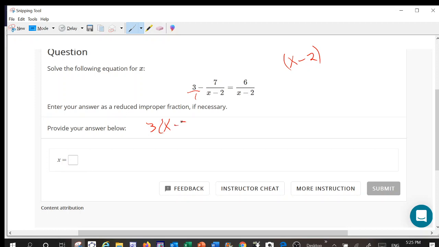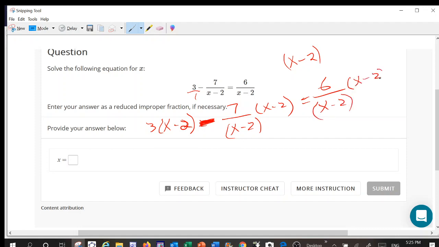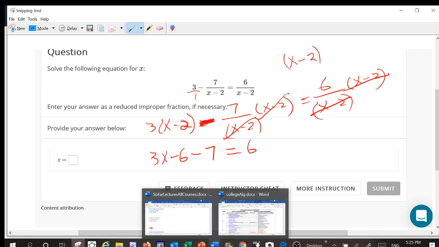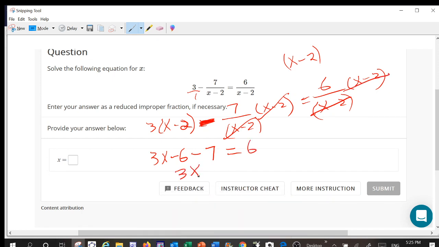3 times x minus 2 equals, not equals, but minus 7 over x minus 2 times x minus 2 equals 6 over x minus 2 times x minus 2, like that. Now, 3 times x minus 2 is 3x minus 6. And this goes away, so we get minus 7. And this goes away, we just get 6. So 3x minus 13 equals 6.